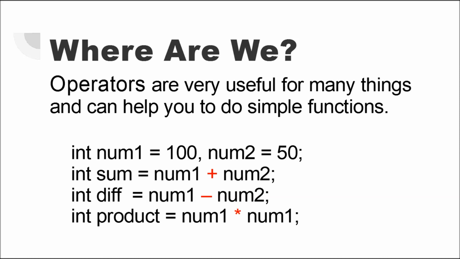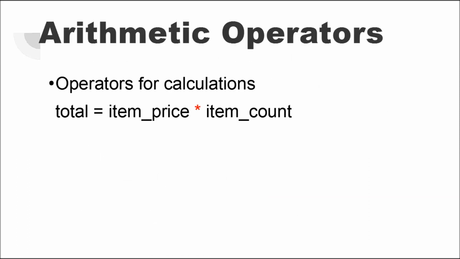But let's get a list of them so we actually know what some operators are. So let's start with the most basic one, I think, arithmetic. They are operators for calculations. In this example, we have total equals item price times item count. So this is just a calculation type, which is quite useful. Let's see what some of them are, right?